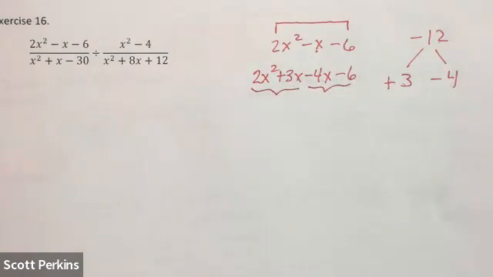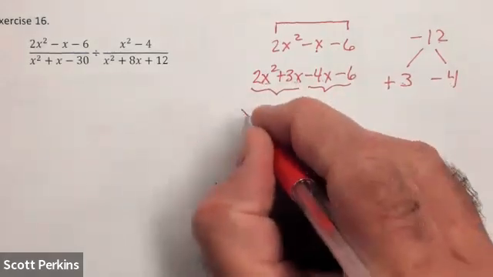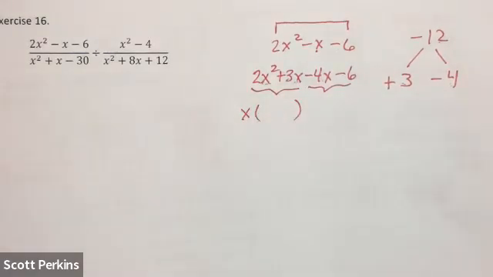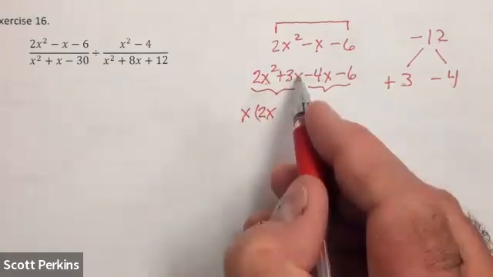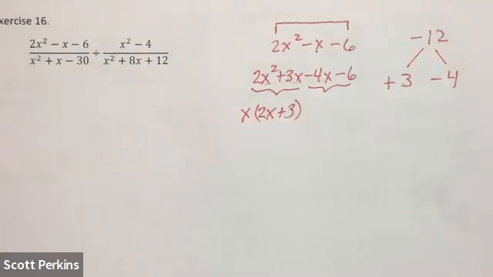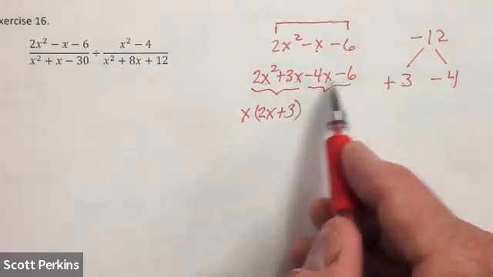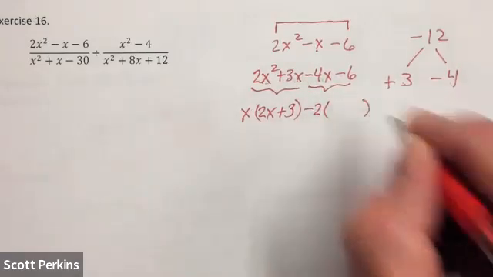When you have 4 terms, you look at the first 2 terms, you look at the last 2 terms. The first 2 terms, they share an x in common. 2x squared, factor out the x, leaves 2x. 3x, factor out the x, leaves 3. The second pair of terms has a 2, and not only that, they're both negative, so I'm going to factor out a negative 2 out of both of those.